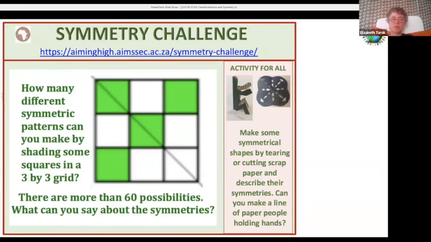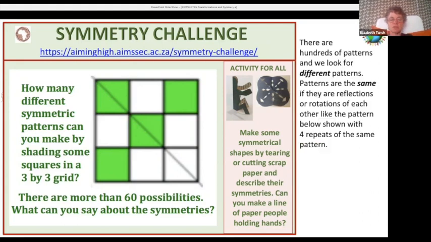Okay, so this is taken from the Aiming High website, and you can see that we've got 3 by 3 squares here, making the pattern. And we have to find out how many different symmetrical patterns can be made by shading some squares in a 3 by 3 grid. So we've got a 3 by 3 grid. How many different symmetrical patterns can you make by shading some squares? And it says there's more than 60 possibilities. So I think we were going to try and go into the website, were we, Tony?